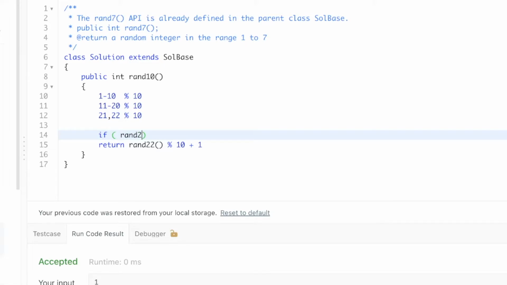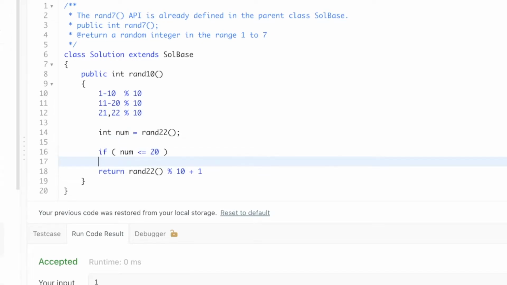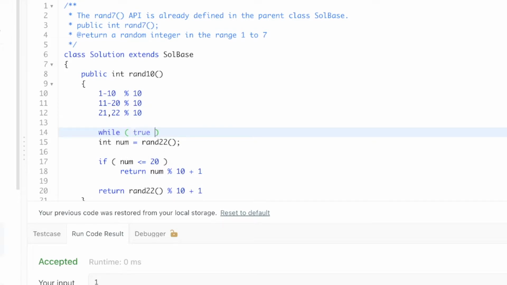But what we could do is, let's say we start with int num equals Rand22, and if the number is less than or equal to 20, then we return num mod 10 plus 1. What we're essentially doing is, if it's greater than 20, so 21 or 22, we just ignore it and try again. So we could do a while true thing here.